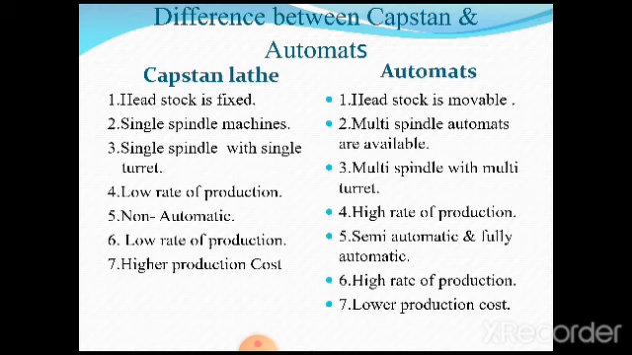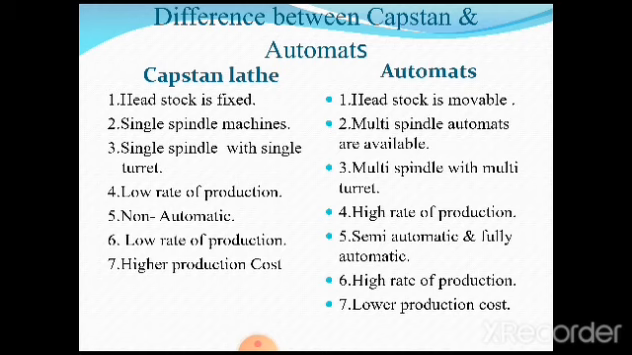Automatic lathes are available in two forms, semi-automatic lathes and fully automatic lathes, whereas capstan lathes are non-automatic. The production rate in a capstan lathe is lower because you produce only one job at a time, but in automatic lathes there is a high rate of production. The last difference is production cost: higher for the capstan lathe, lower for the automatic.